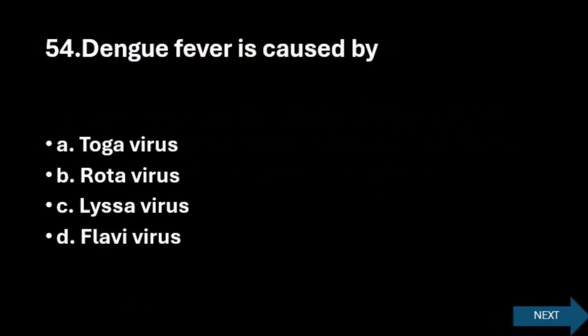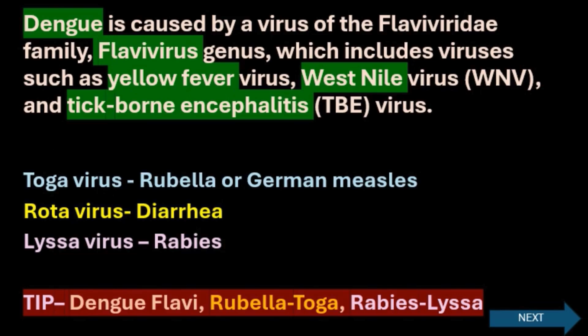Next question. Dengue fever is caused by option A, Toga virus, option B, rotavirus, option C, Lyssa virus, option D, flavivirus. The right answer here is option D, flavivirus. Let us see the explanation.